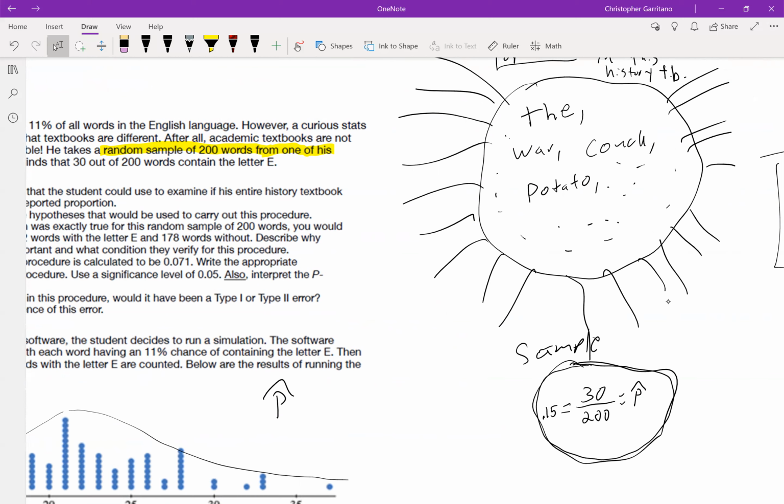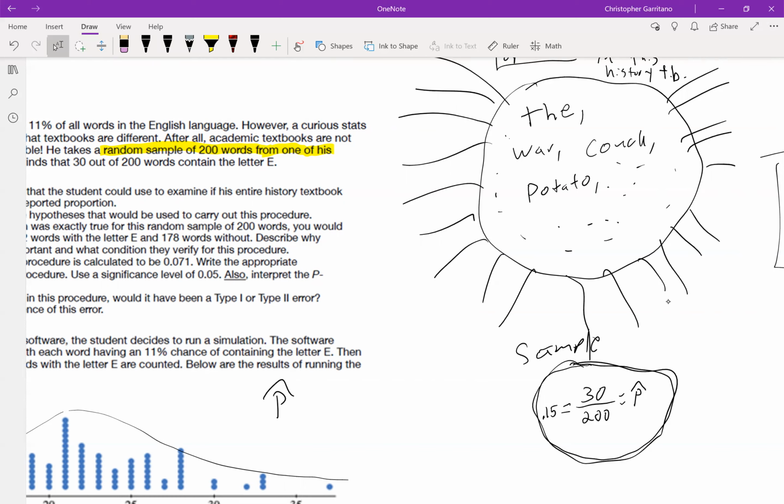And so that meets the one criterion for binomial distribution, in that each outcome is either a success or a failure. In this case, it would be a success if it contains the letter E, because that's what we're keeping track of. That's what we're counting. It would be a failure if it does not contain the letter E. Each word that we select is an independent selection. So the probability of success does not change. Why? Because there's a massive population of words.